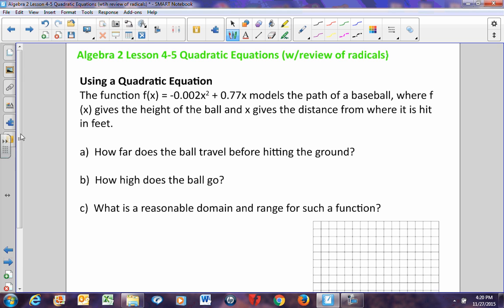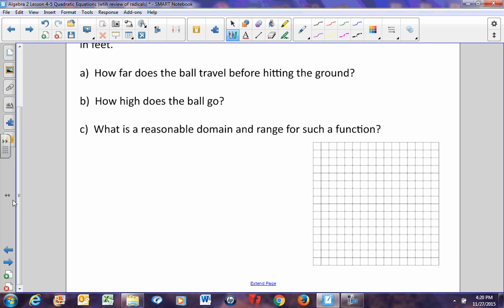Well, you have to remember, when a baseball is hit, it does travel a parabolic path. Even if it's a line drive, it is somewhat of a parabola. A line drive is a parabola that kind of looks like that, a very small parabola. But a deep home run is very parabolic. So, how far does the ball travel before hitting the ground? How high does the ball go? And what is the reasonable domain and range for this function?